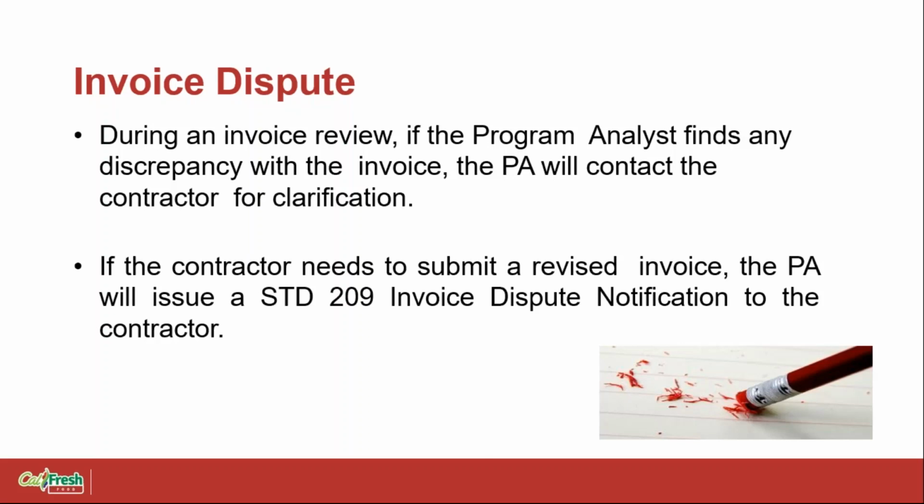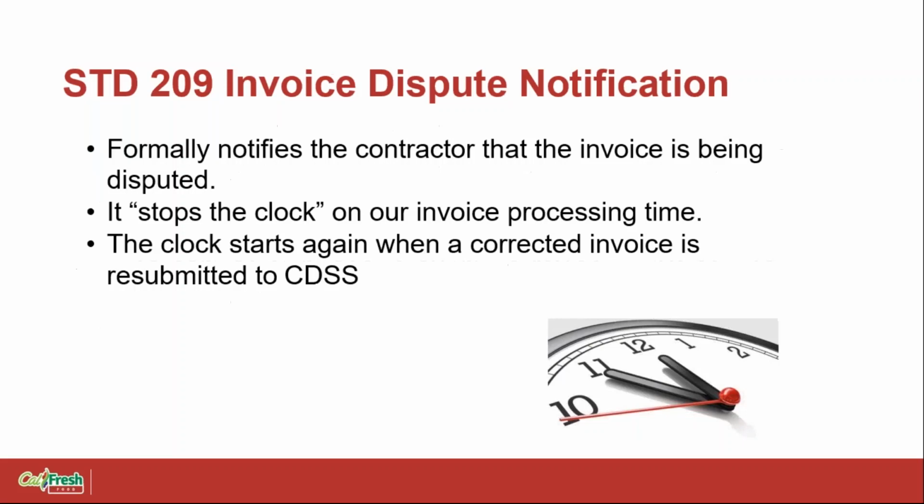Invoice dispute: during an invoice review, if the program analyst finds any discrepancy with the invoice, the program analyst will contact the contractor for clarification. If the contractor needs to submit a revised invoice, the program analyst will issue an STD 209, an invoice dispute notification to the contractor. An STD 209 invoice dispute notification formally notifies the contractor that the invoice is being disputed. It stops the clock on our invoice processing time. The clock starts again when a corrected invoice is resubmitted to CDSS.